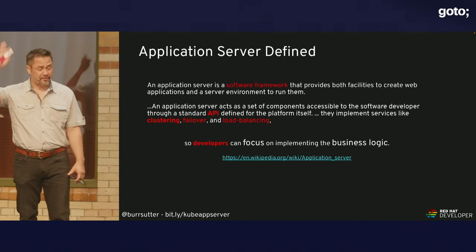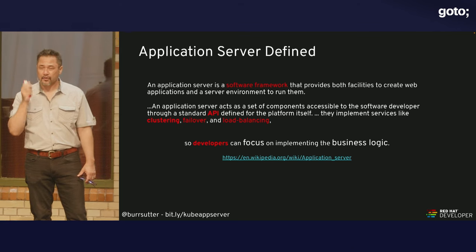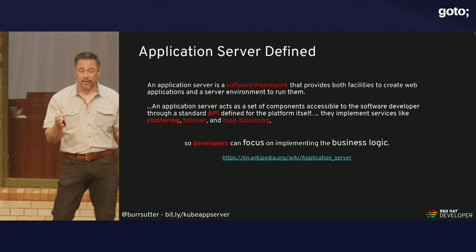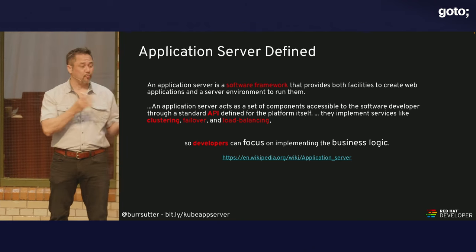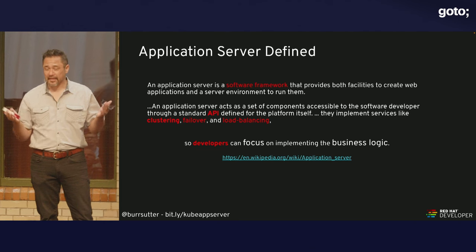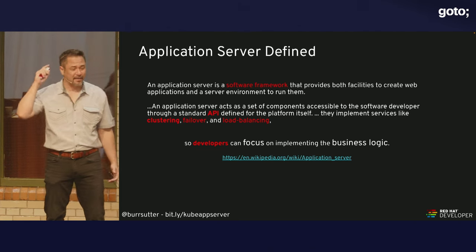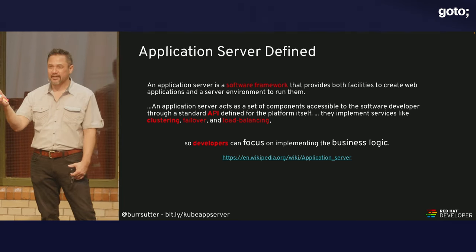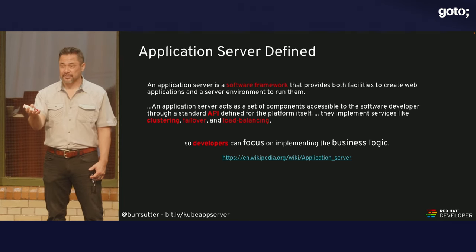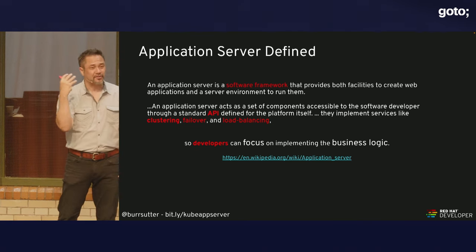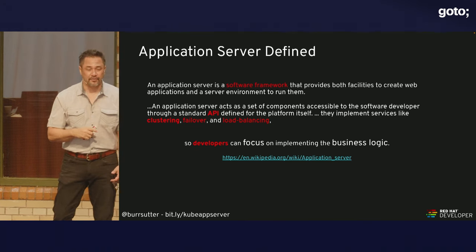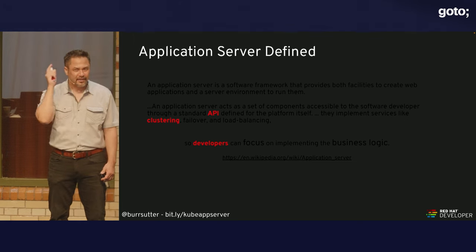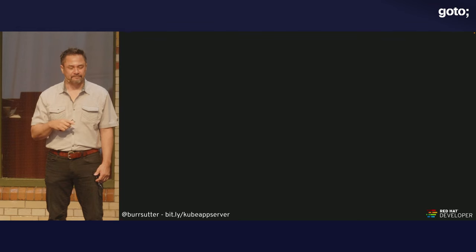Now, application server defined according to Wikipedia. You'll notice there are some key words there highlighted in red. An application server is a software framework, right, for creating web applications. We do a lot of web applications at this point in time. It provides an API and clustering, failover, load balancing, and it's focused on developers. So that's a key element. It's focused on developers so they can do what they want to do. So think about those words for a second: API, clustering, developers. That's where I'm going to drill down in this presentation.